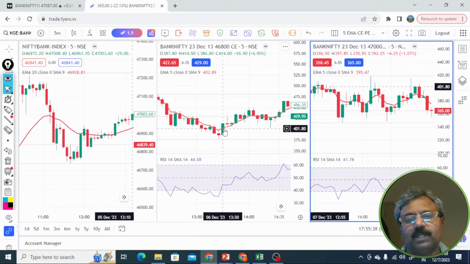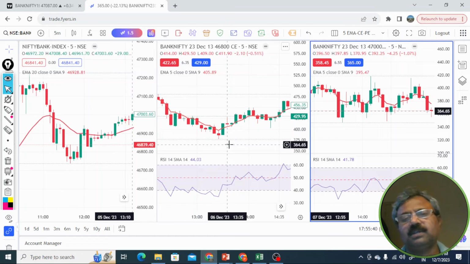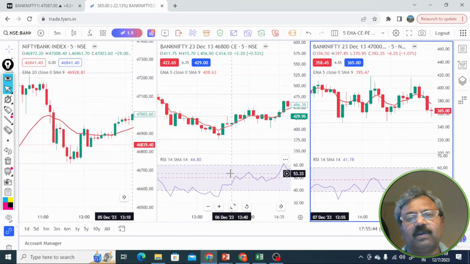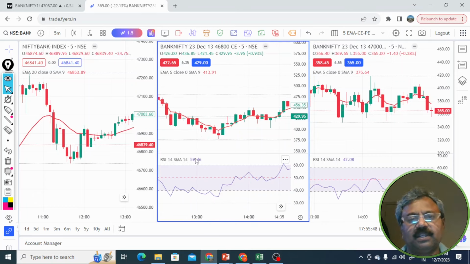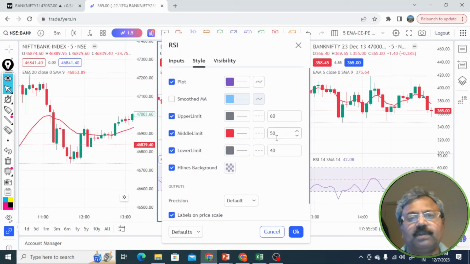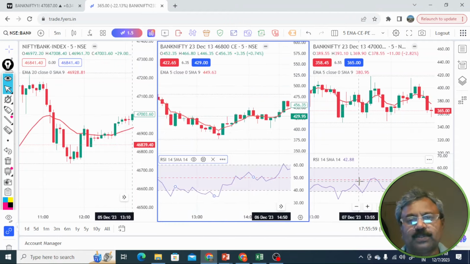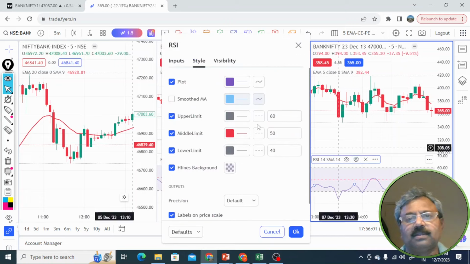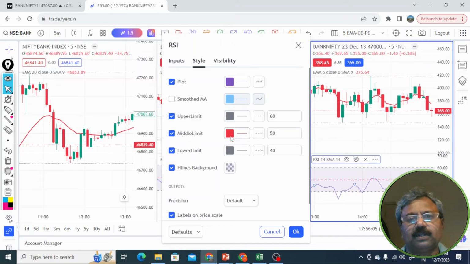Here I have selected only the 5 EMA, but along with this 5 EMA, to get more confluencing trading opportunities, we can also apply an RSI. In the RSI, we can make a slight change. By default, it will be 70 and 30. So I will change the upper limit to 60 and the lower limit to 40. Same thing with this also. And the middle limit, 50, I'll change the color to red.